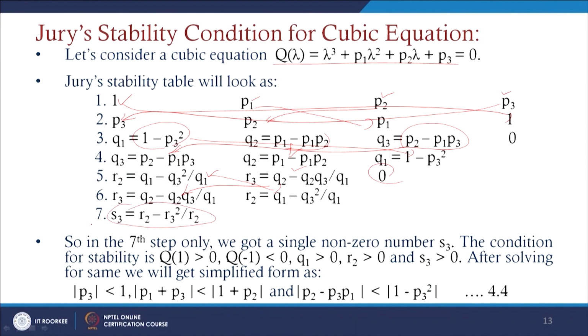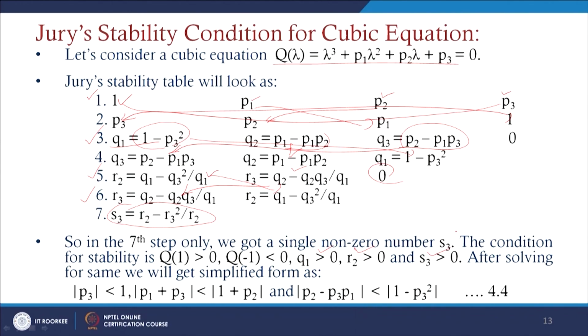Now, we will consider the odd order elements here, that is 1, 3, 5 and 7. So, in the 7th step only we got a single non-zero number S3 here, and the condition for stability is Q1 is greater than 0 and Q of minus 1 is less than 0 here. And for that we have to consider Q1, since 1 is already 1 there. So, Q1 should be greater than 0, R2 should be greater than 0 and S3 should be greater than 0 here.